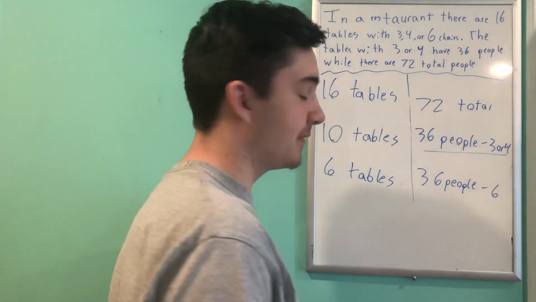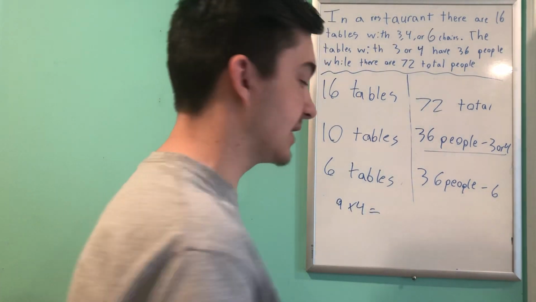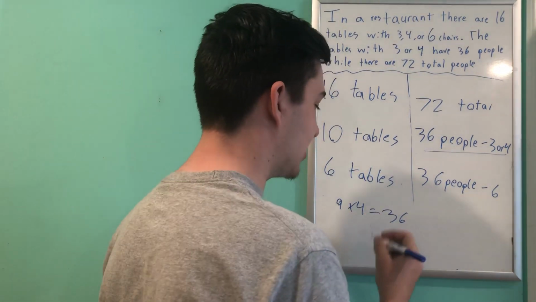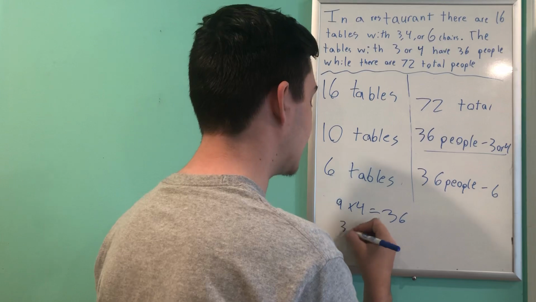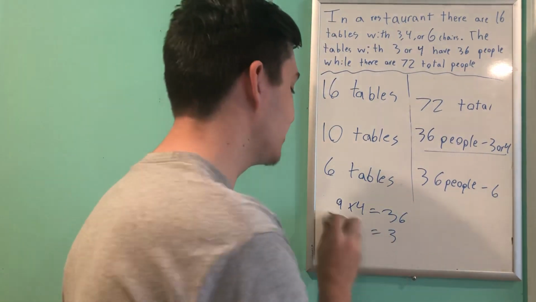Let's try 9 of 4. 9 times 4 is equal to 36, right? We have 36, perfect. But we have 1 extra table, so that means that table has to go to a 3-person table. 3 times 1 is 3. 36 plus 3 is 39, so that's still too much.